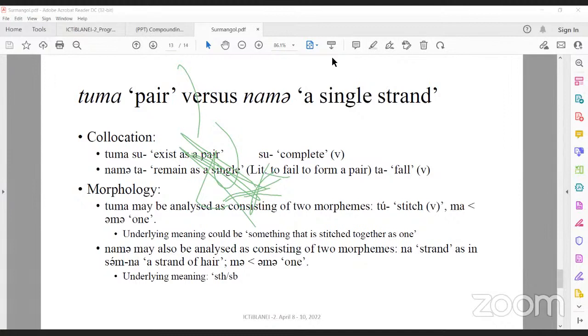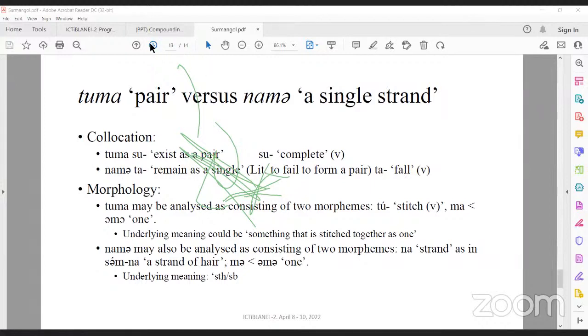Nama is followed by a verb ta, the meaning of ta is fall, verb, right? So literally to fail, to form a pair. So morphology, tuma may be analyzed as consisting of two morphemes: to, which comes from the to stitch verb, and ma, which comes from the numeral one. So the underlying meaning could be something that is stitched together as one. And nama also may be analyzed as consisting of two morphemes. Na is stand, as in samna, a stand of here, and ma, that comes from ama one.